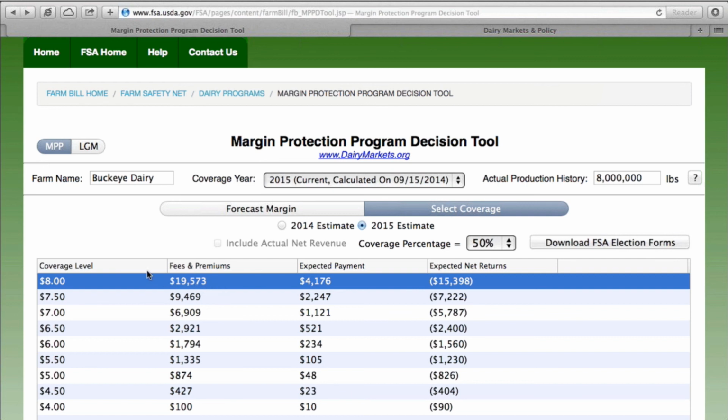Are the MPP premiums a fair market value at current levels?